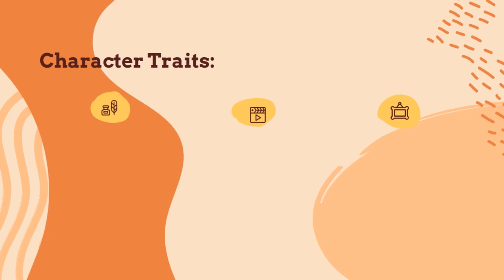Here are the different character traits. First is static. These are characters that don't change throughout the story. These characters stay the same and they don't develop or grow. Their personality remains the same at the end of the story as it appeared in the beginning. Example, Bellatrix Lestrange in Harry Potter.